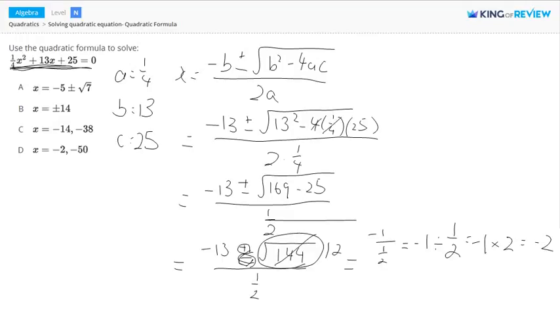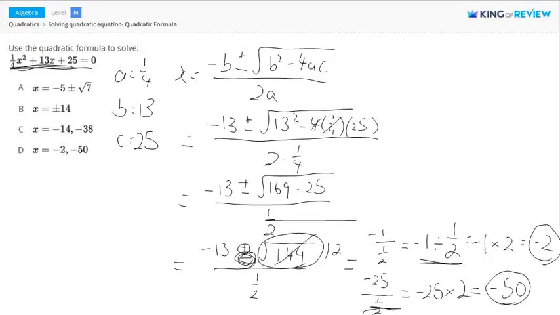Well, what if we subtract the 12? Negative 13 minus 12 is going to give you negative 25, and that's going to be over 1/2. If we do the same thing, we're going to see that negative 25 times 2 is going to equal negative 50. And so your answer is negative 2 and negative 50. That's why option D is the correct choice.